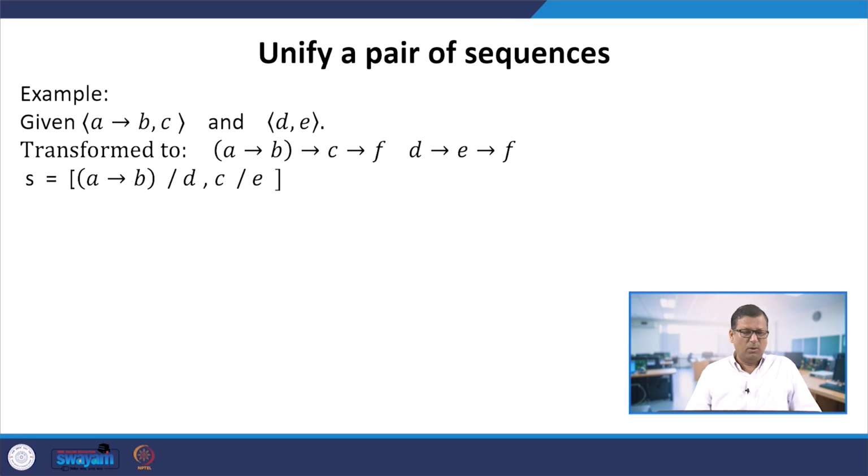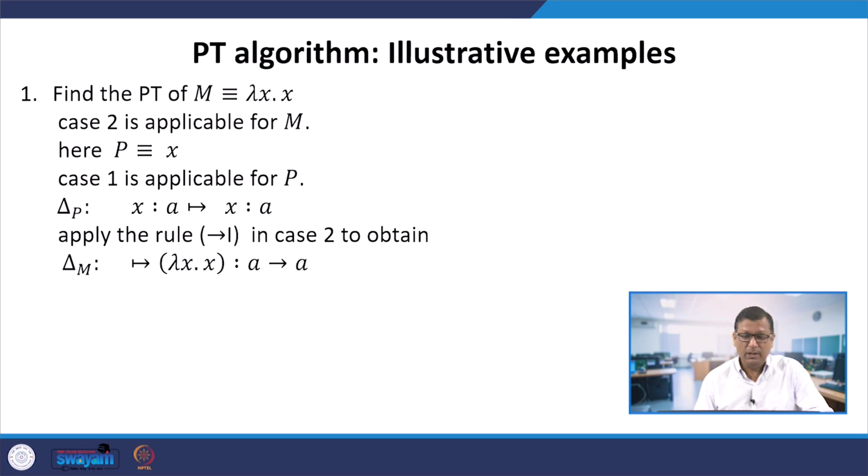Rho consists of two elements, A arrow B and C, and the other sequence is D, E. So this is first transformed to A arrow B arrow C arrow F, and the other one is D arrow E arrow F. F is the new type variable we have introduced here. Now D will be replaced with A arrow B and E is replaced with C. So we get a syntactically identical type, and that is the unifier for these two sequences. Now we illustrate the working of the principal type algorithm.